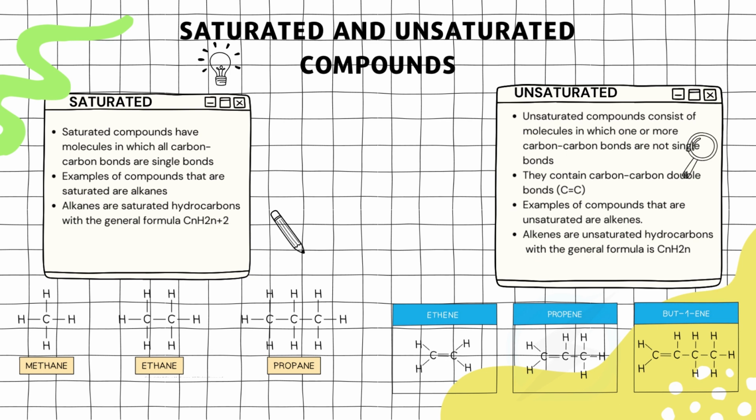All these are alkanes. And for unsaturated, we have ethene with a double bond, propene with a double bond, and butene with a double bond.